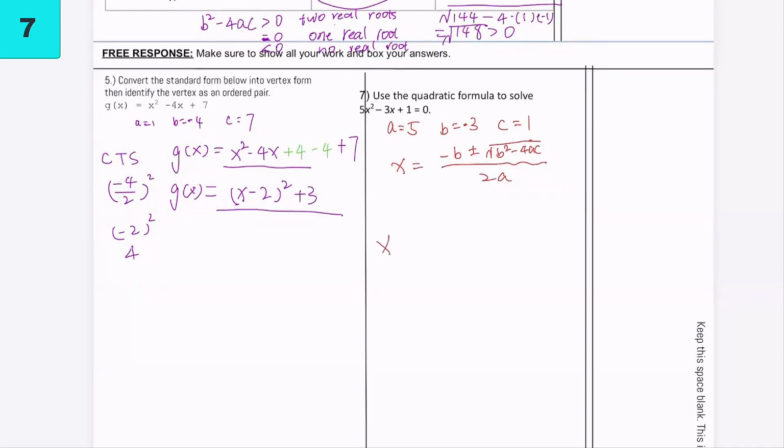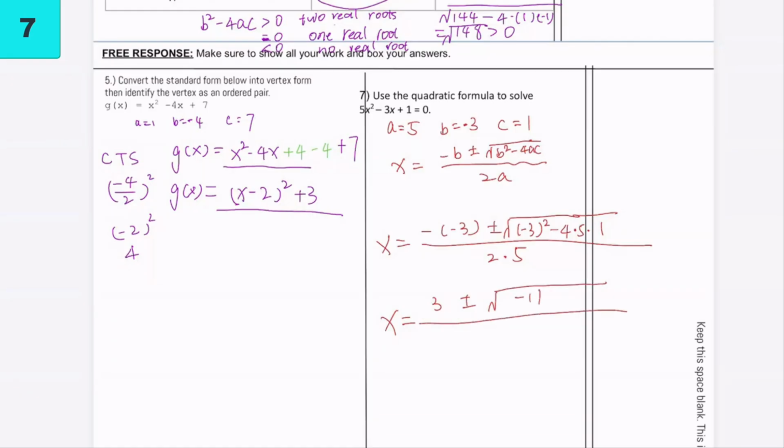And you get those values into the formula. So then you get X is equal to -3, right? -3 plus square root of -3 squared minus 4 times 5 times 1 over 2A, so it's 2 times 5. So this is x is equal to minus 3 is positive 3, and plus or minus minus 3 squared, so that's 9. 9 minus 4 times 5 is 20, right? So it's minus 11 and over 10.